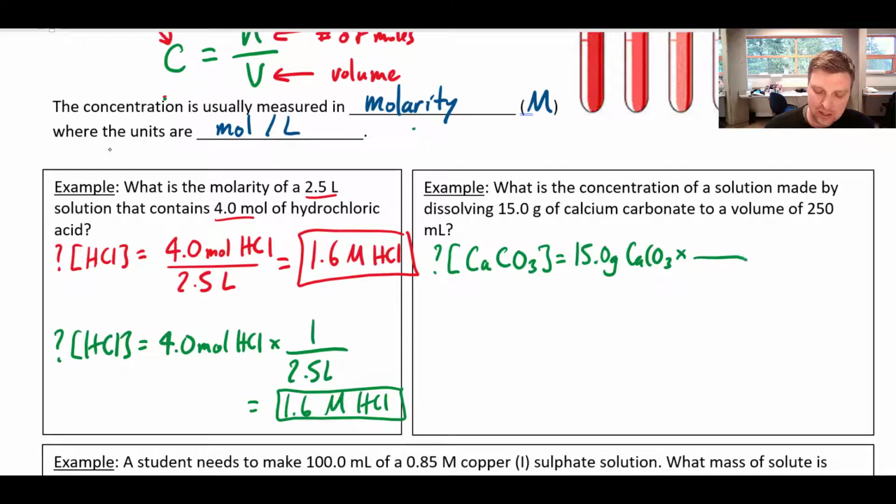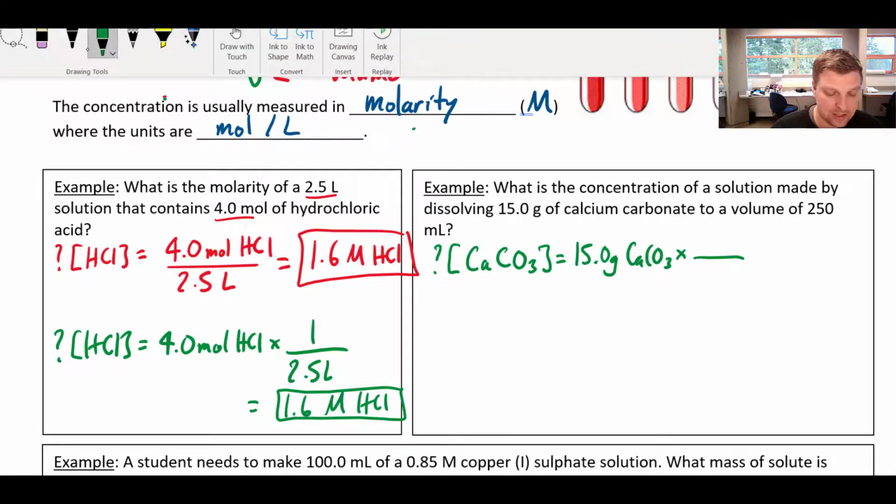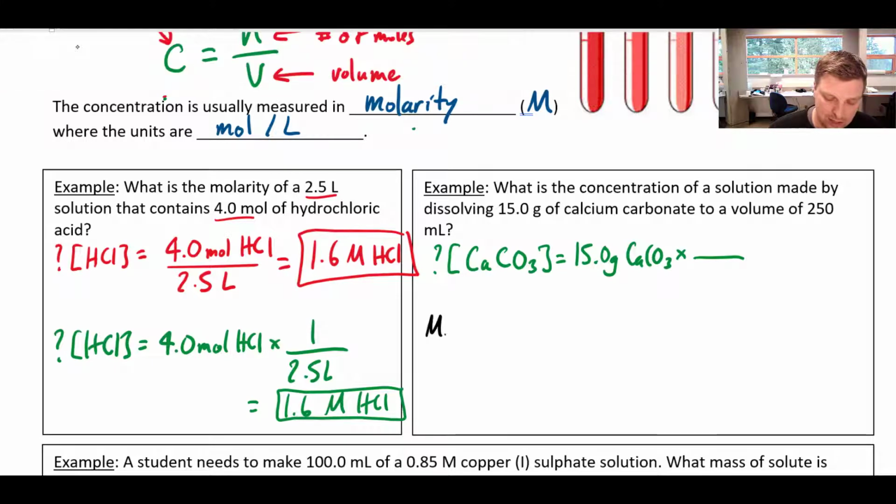That's going to be my starting point. And the first thing I do is I'm going to multiply it by a ratio. And which ratio am I going to use? Well, that's going to be my molar mass. So I'm just going to do a quick calculation here. The molar mass of CaCO3 is going to involve, let's see, 1 calcium and 1 carbon and 3 oxygens.